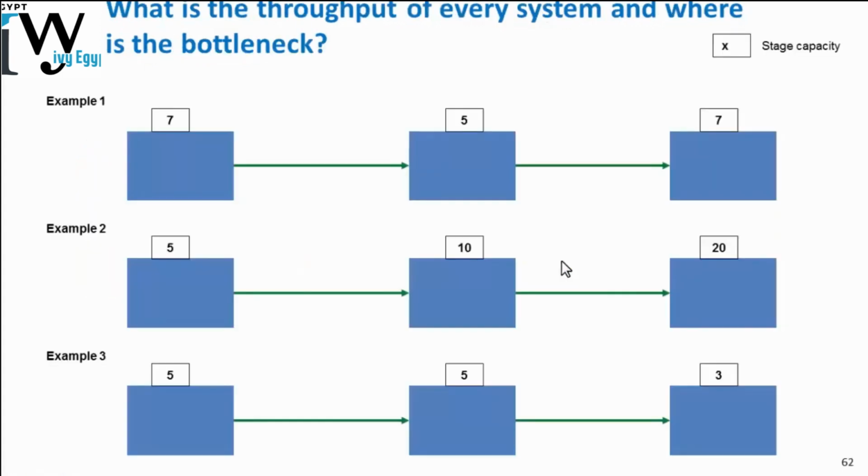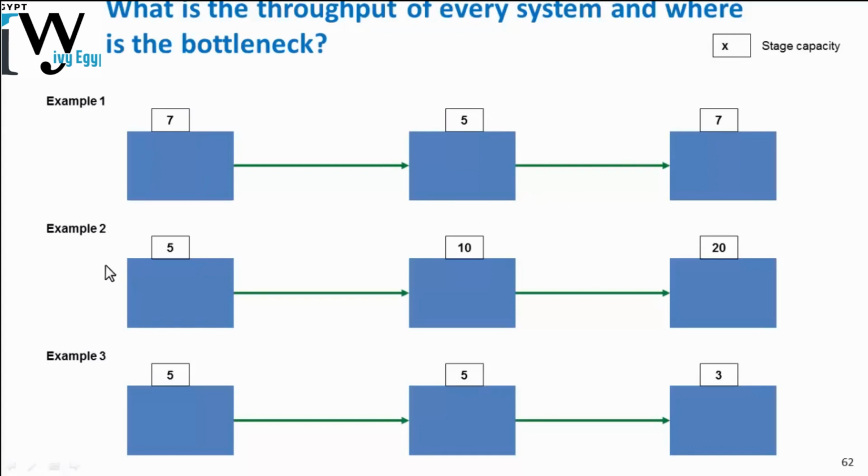Let's have a look at 3 examples to show you how to find the bottleneck. The bottleneck is always in the place where you have the lowest capacity, and the capacity of the bottleneck defines the capacity of the whole system. If the bottleneck can do only 3 pieces per hour, then the whole system is only able to do exactly 3 pieces per hour and nothing more. In example 1, stage number 2 is the bottleneck, and it's delivering 5 items per hour. So the whole system is able to deliver 5 items per hour.